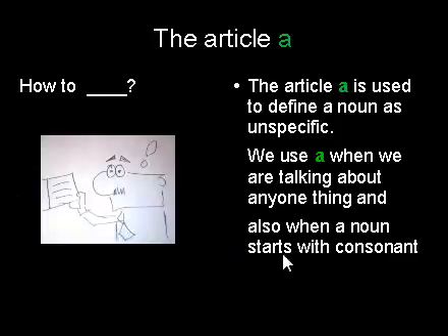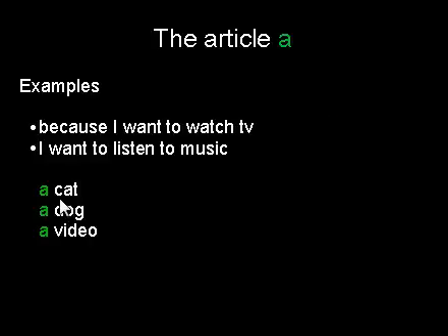Now we use a when a noun starts with a consonant. For example, a cat. Cat starts with a consonant. A dog. Dog starts with a consonant. A video. Video starts with a consonant.